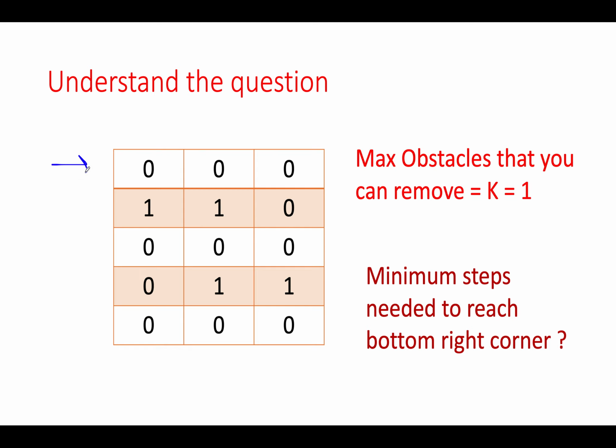Let's take the same example that was specified in the question. This is the starting point. We need to reach the terminal bottom right index in this grid. The max obstacles that we can remove is equal to k, and in this example it happens to be 1. We need to tell the minimum number of steps needed to reach the bottom right corner.